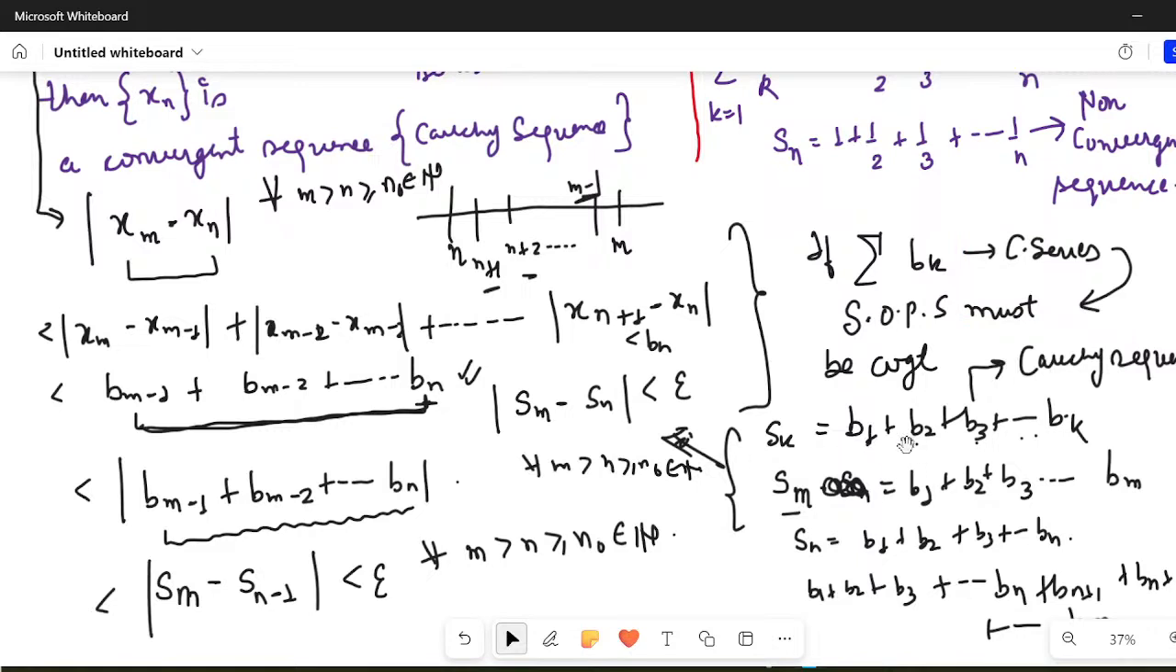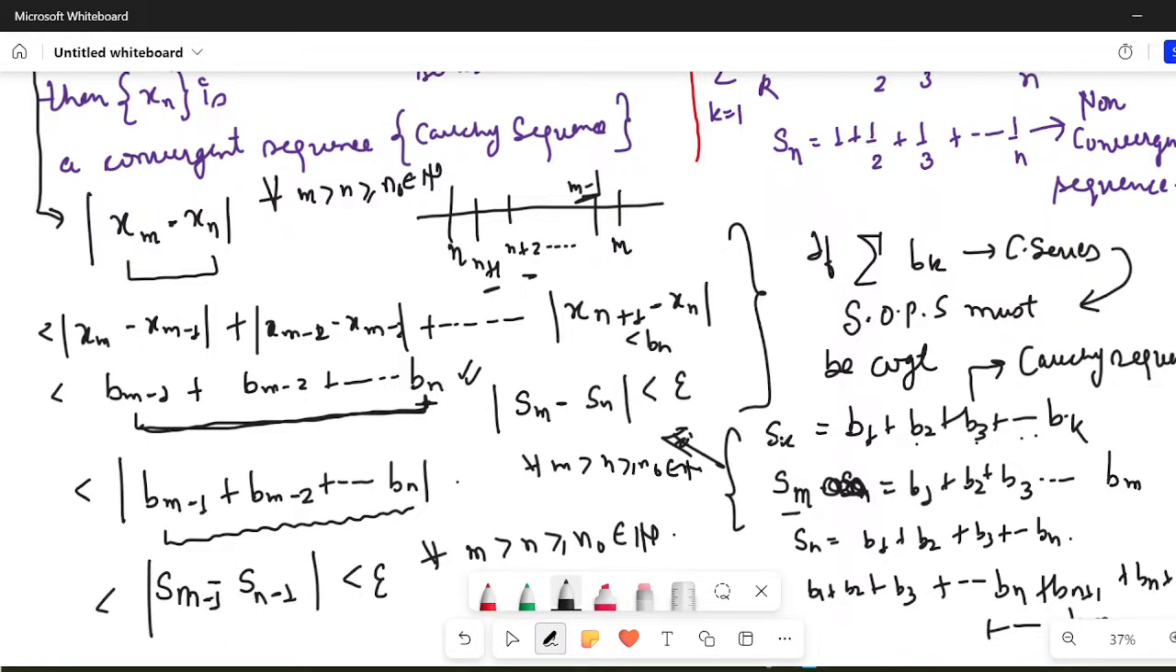So what is Sk? It is b1 plus b2 plus b3 up to bk. What is Sm? It is b1 plus b2 plus b3 up to bm. And in between you will have a bn also, because clearly m is way greater than n. So I'll write Sn is equal to b1 plus b2 plus b3 up to bn. And what is your Sm? Sm is b1 plus b2 plus b3 up to bn, then b_{n+1} plus b_{n+2} and so on up to bm. Just think about this, and think whether it can be written as S_{m-1} minus S_{n-1}.